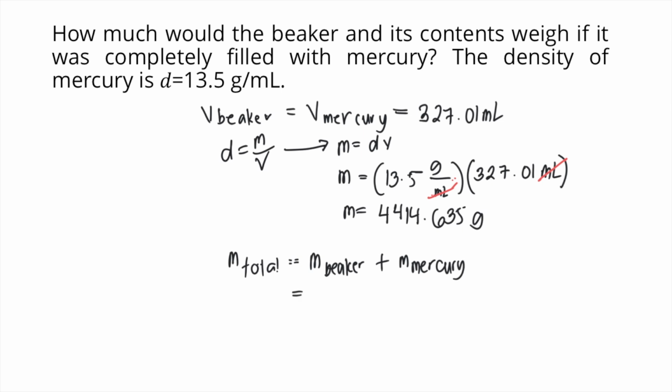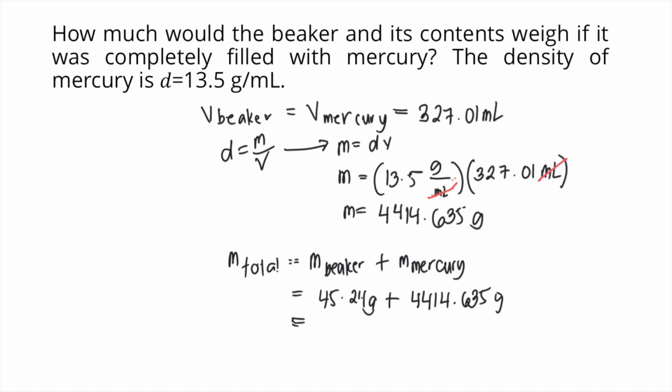So from part 1, we know that the mass of the beaker is equal to 45.24 grams plus the mass of mercury, which we just solved, 4,414.635 grams.